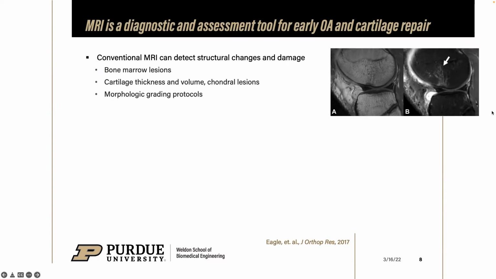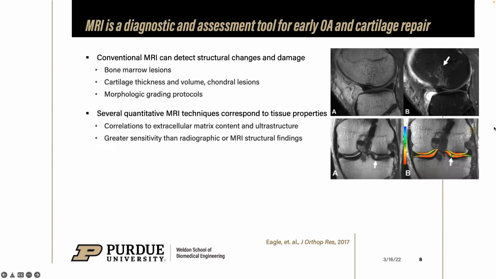If we move beyond what's typically used in the clinic, there are also several other quantitative MRI techniques that are out there. And a lot of these correspond to various tissue properties. So prior studies have shown a lot of work, or at least correlations to extracellular matrix content. So you can imagine that if water content goes up and down, it will change the signal. And the same thing is true depending on what quantitative MRI technique you use in terms of changes in proteoglycan and changes in collagen content, as well as collagen ultrastructure.